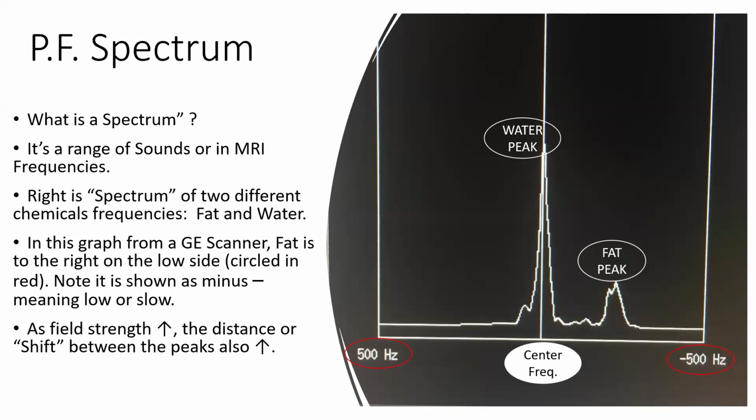We are taking advantage with chemical shift imaging of the precessional frequencies of these different tissues. So there's a shift, there's a separation, there's a difference in the precessional frequency between fat and water. And that's called chemical shift. That chemical shift is going to get bigger or more pronounced at high fields.